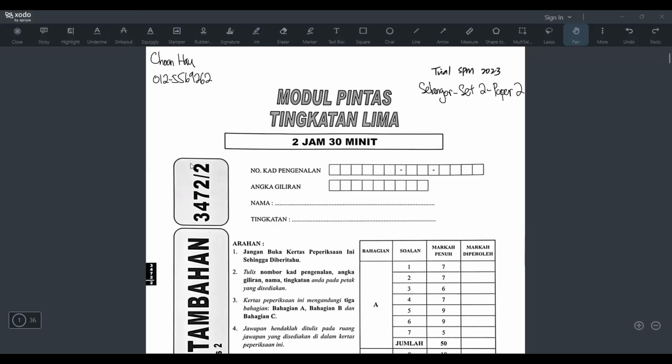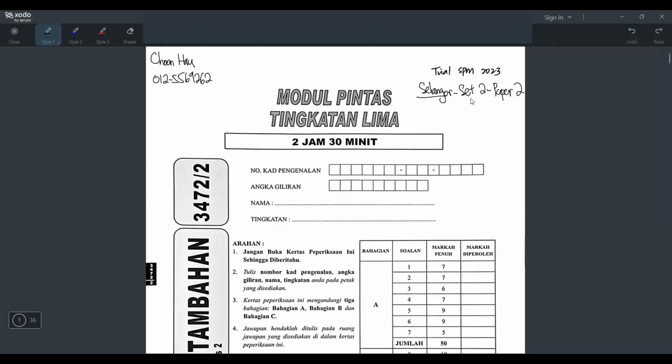Okay, so this is the video for another Addmaths paper. In this video, I'm doing the Selangor Set 2 Paper 2. I did the Paper 1 last video, so now I'm doing the Paper 2, all right?